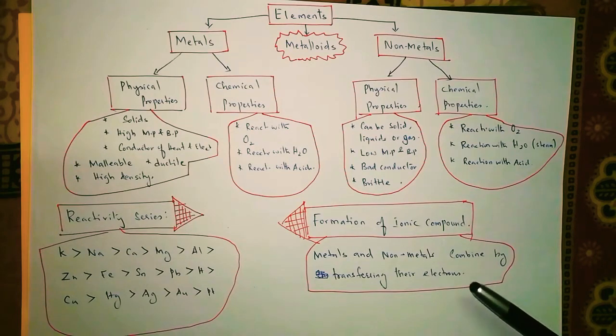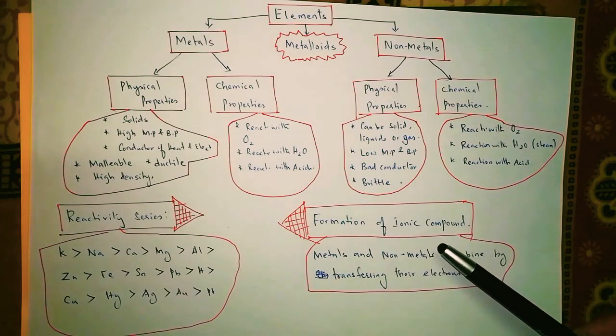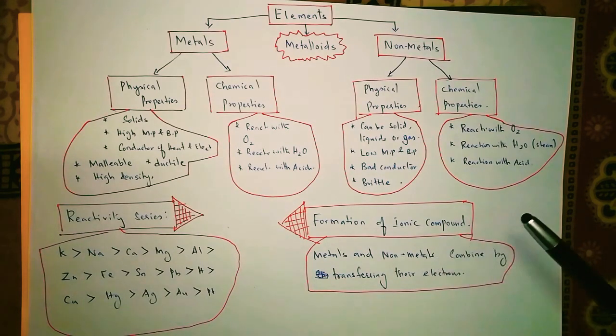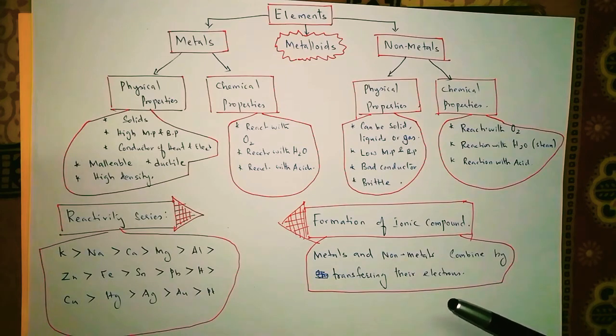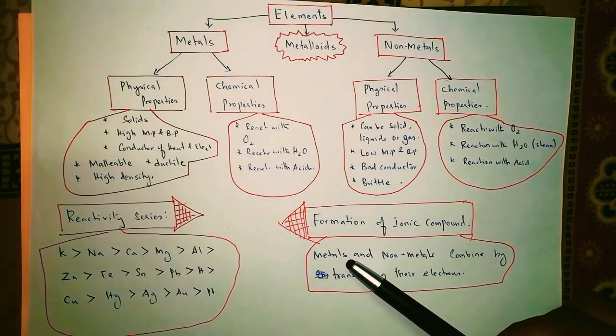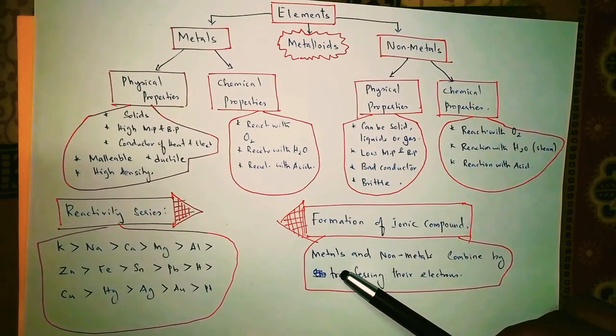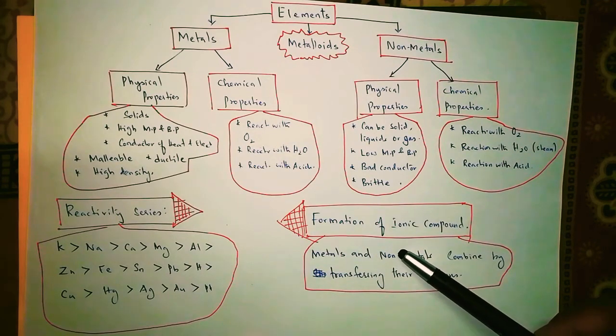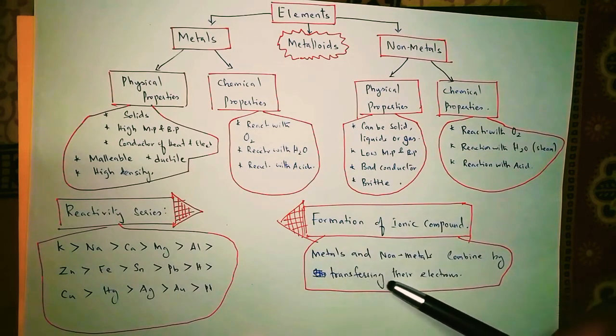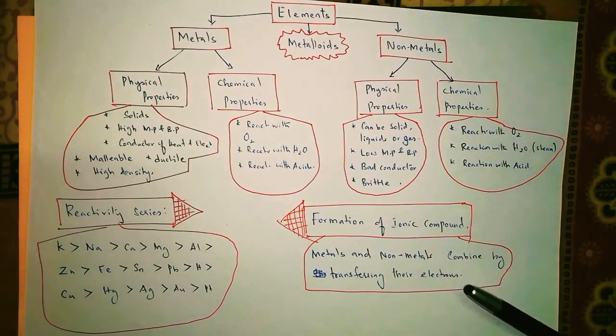The last topic is the formation of ionic compounds. When metals and non-metals combine together, they transfer their electrons. Metals, as you all know, donate electrons. So when metals donate, who is going to receive that? Non-metals are going to receive it. So we are going to learn how ionic compounds are formed and what the properties of ionic compounds are in this chapter.